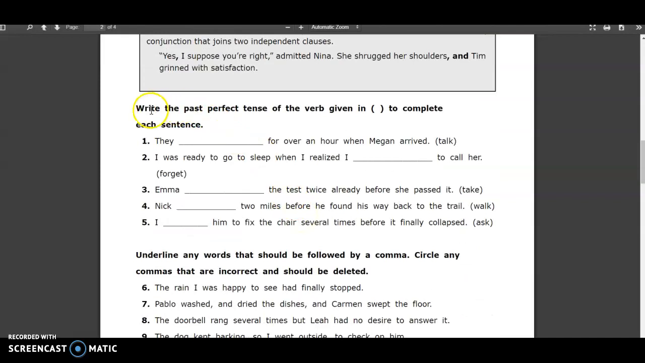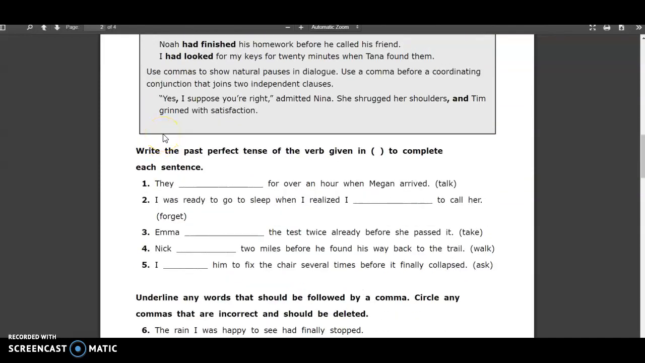Okay? So what you're going to work on, and if you don't have time today at the end of writing, you can work on this on Monday.